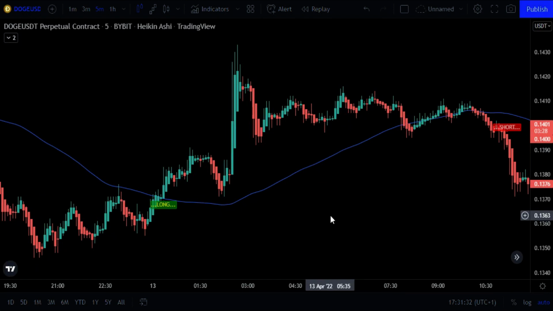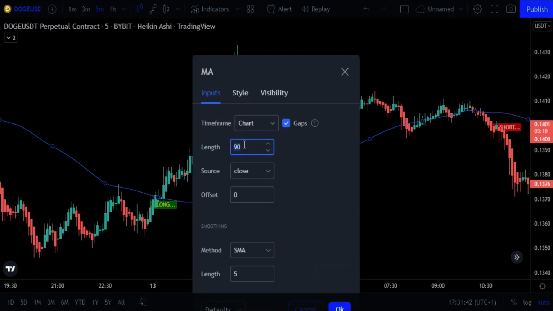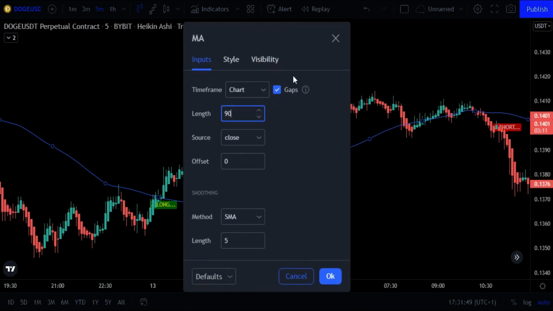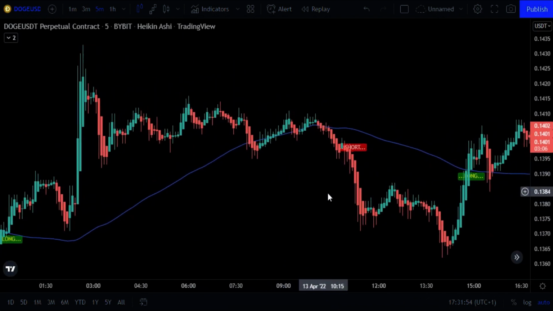The second indicator in this strategy will be the moving average indicator, and you can find it in the indicators library as well. As for the settings, the length will be 90, and 100 can also be used, but it is recommended to set it to 90. After we have completed the important part of this video, let's now begin to understand the rules of this strategy, which is very simple and doesn't require any experience.